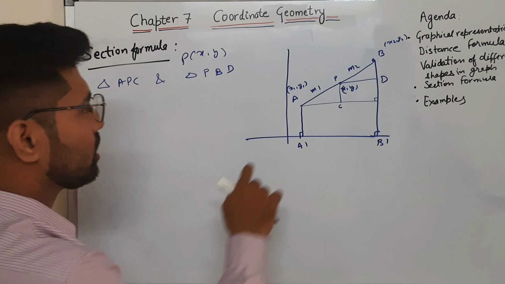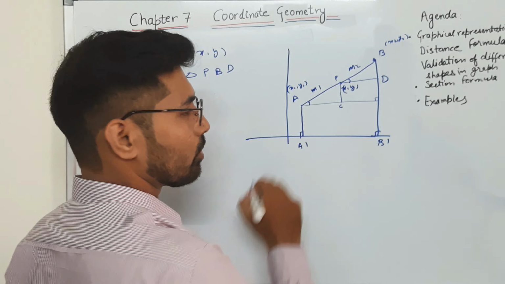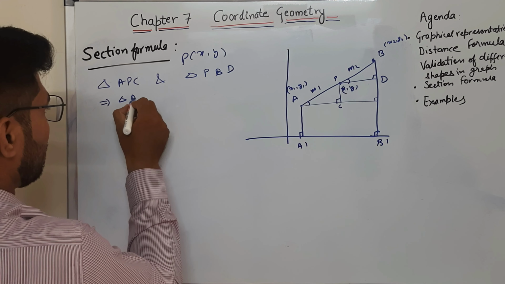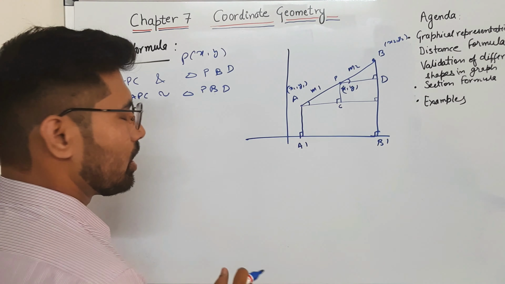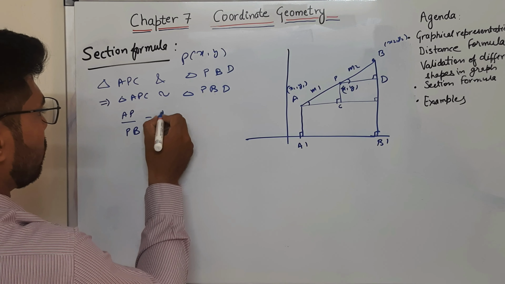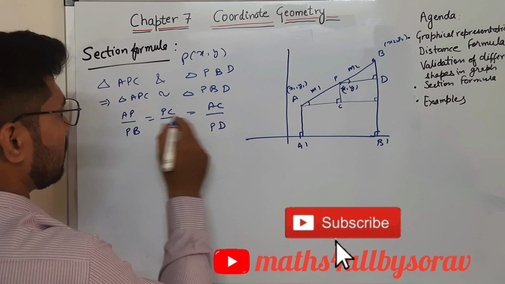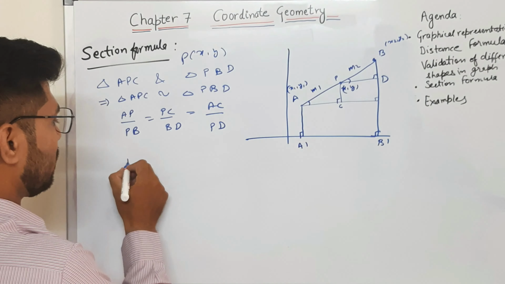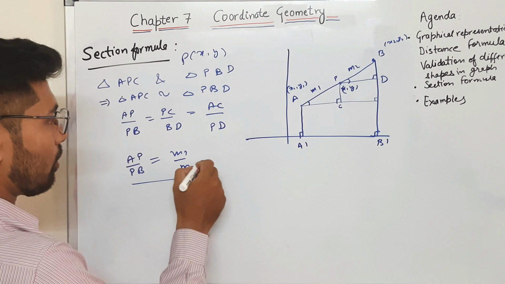Now in these triangles you can see that these lines are parallel to the x-axis, so this angle will be the same, and this angle is 90 degrees. This implies that triangle APC is similar to triangle PBD. If these two triangles are similar, what does this mean? AP upon PB is equal to PC upon BD is equal to AC upon PD. Now put in the values: AP upon PB is m1 upon m2, which is given in the question.